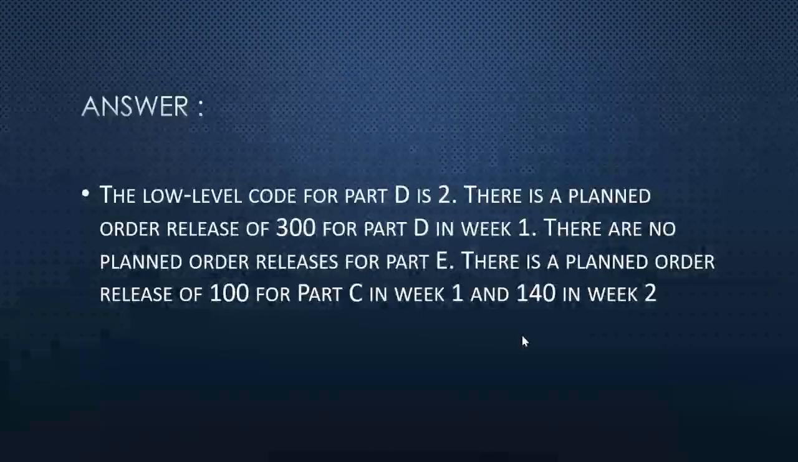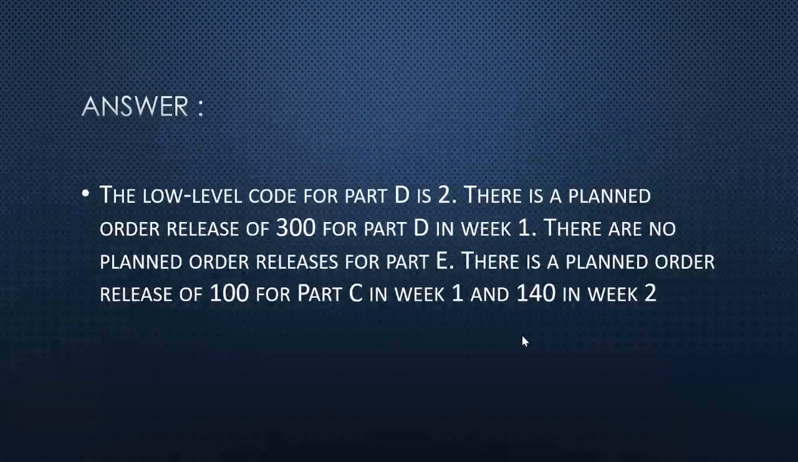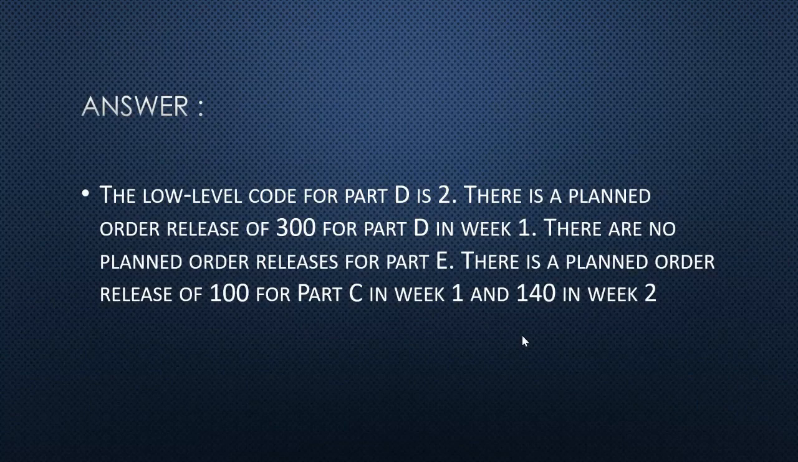So the answer is the low level code for part D is 2. There is a planned order for 300 in part D in week 1. There are no planned orders in part E. There are planned order releases of 100 for part C in week 1 and 140 in week 2. As I explained, you need to understand the lot size, you need to understand the lead time, and also you need to understand how they correspond to each other. And that way you can excel well.